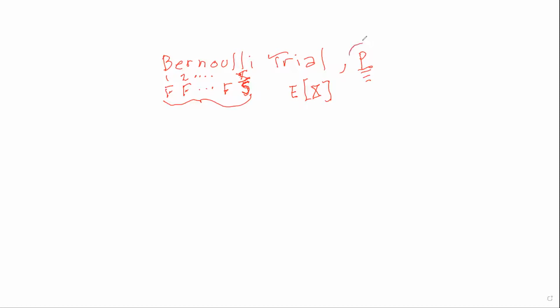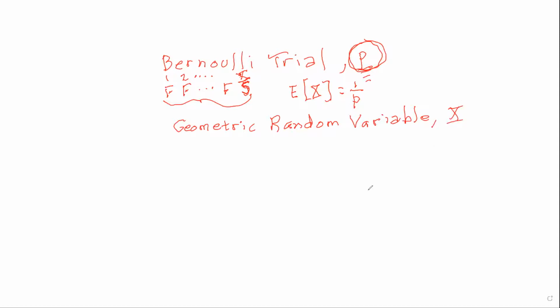How many times are you going to have to perform this operation? Well, it turns out that the only parameter here is P. So the expected value of X is equal to 1/P. If you take a probability class, you find out that this is referred to as a geometric random variable. The geometric random variable X has an expected value of X, as we had up here, of 1/P, okay?